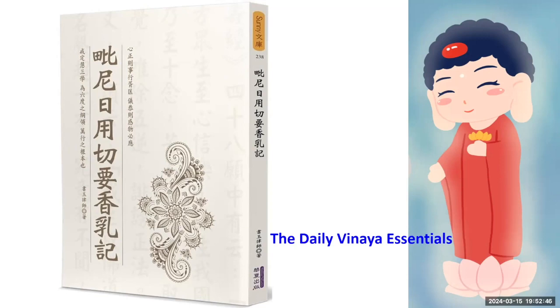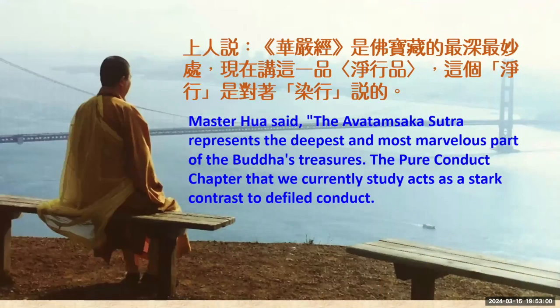These precepts are applicable to both lay people and monastics. They are also a prerequisite for the full monastic precepts. The patriarch placed great importance on this Dharma practice out of compassion for us, worrying that we might miss out on the full benefit of the Dharma. Master Hua said, the Avatamsaka Sutra represents the deepest and most marvelous part of the Buddha's treasures.